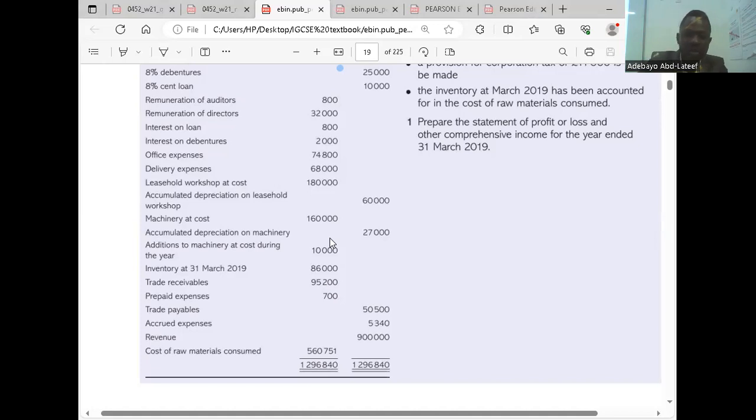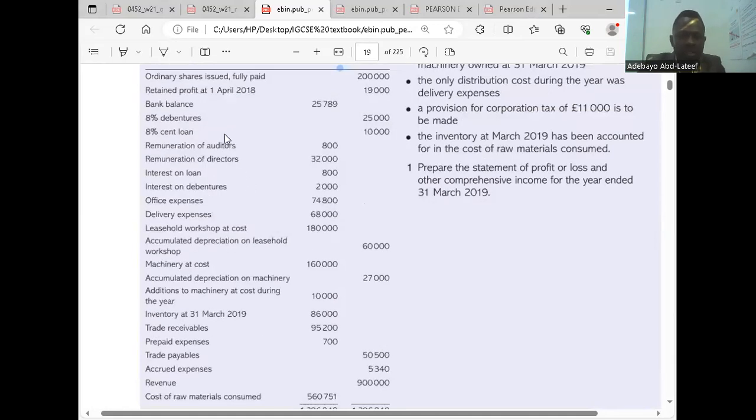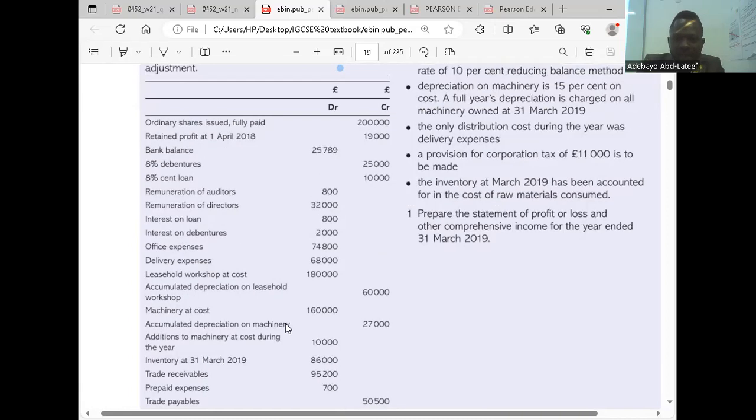The first expenses we have to take away here are delivery expenses. Are you with me, please? Delivery expenses 68,000. Remuneration of auditors 800. Remuneration of directors 32,000. Interest on loan 800. Interest on debentures 2,000. Then office expenses 74,800. So we put all this together.